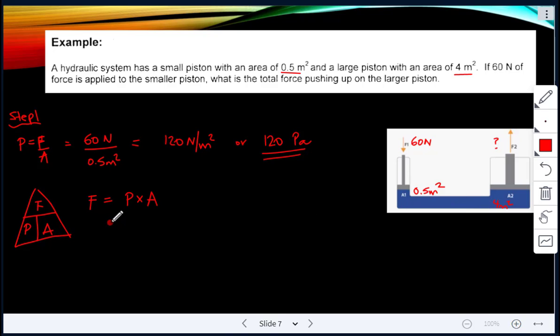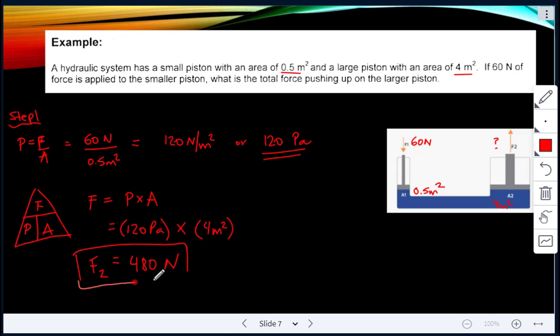The pressure is 120 pascals. So we're going to take 120 pascals and multiply it by our area. Our area is 4 meters squared for the large piston. 120 times 4 is 480 newtons. So F2 is 480 newtons. Basically, by pressing down with just a force of 60 newtons, we're able to lift up this vehicle, or whatever is on this side, by a force of 480 newtons.